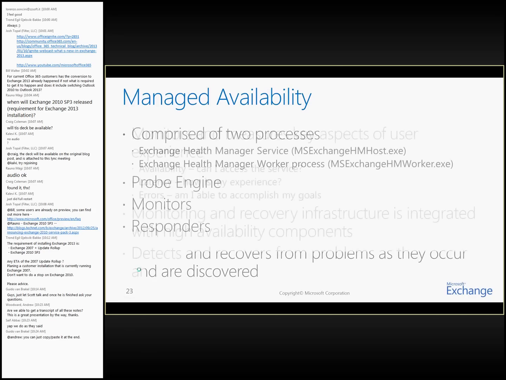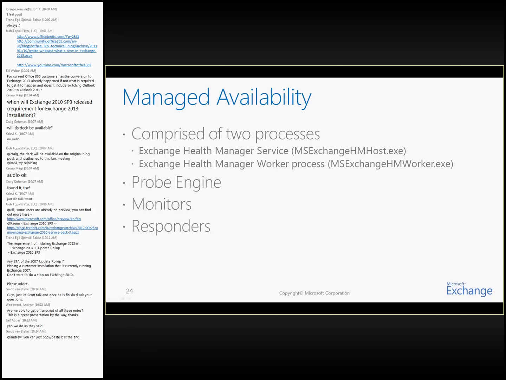Now, like Managed Store, Managed Availability also uses the controller worker process model. These processes run on every Exchange 2013 server. You have the Exchange Health Manager service. This is a controller process that's used to manage the worker process. It's also used to build, execute, and start and stop the worker process as needed. And it's also used to recover the worker process in case it has an issue or crashes, or to prevent the process from being a single point of failure. And then you have the worker process, and those are responsible for performing the runtime tasks.